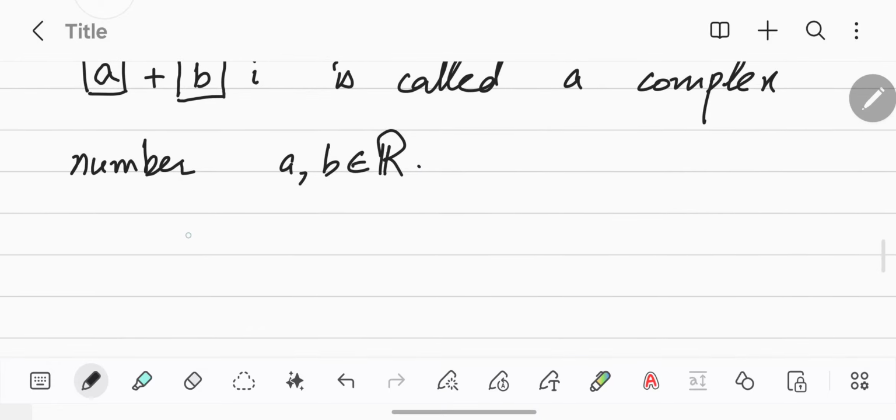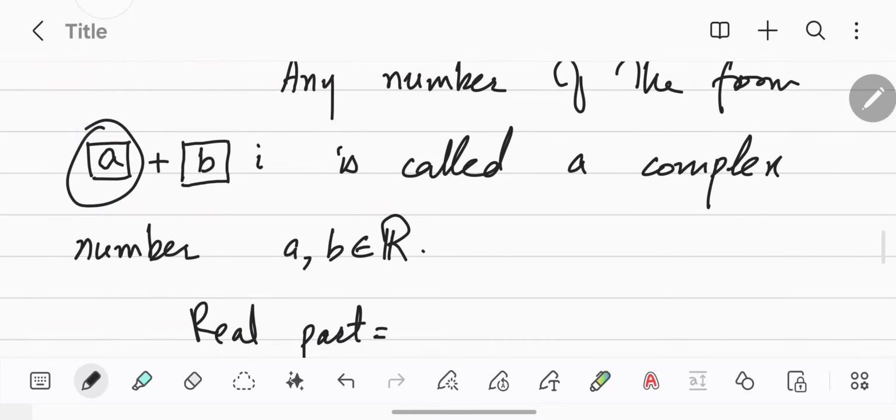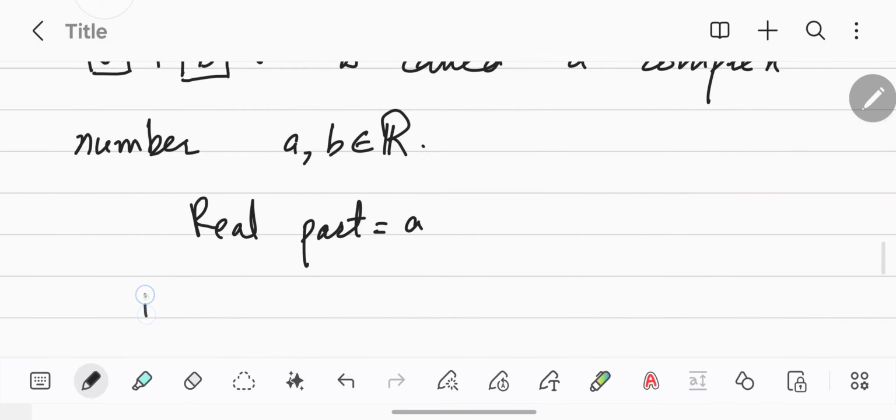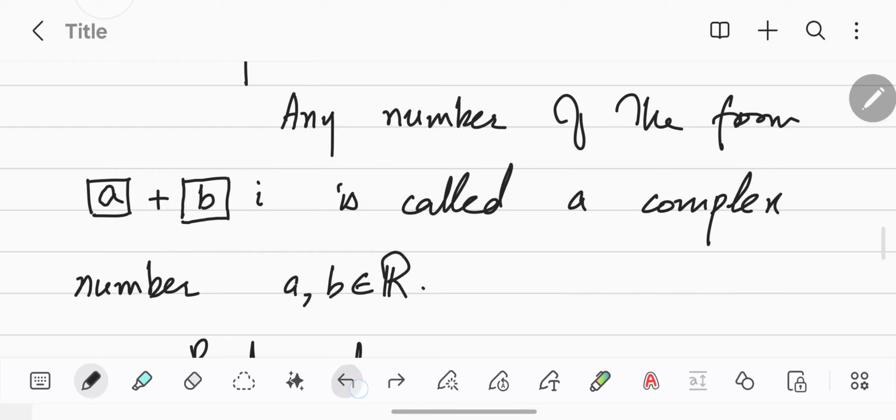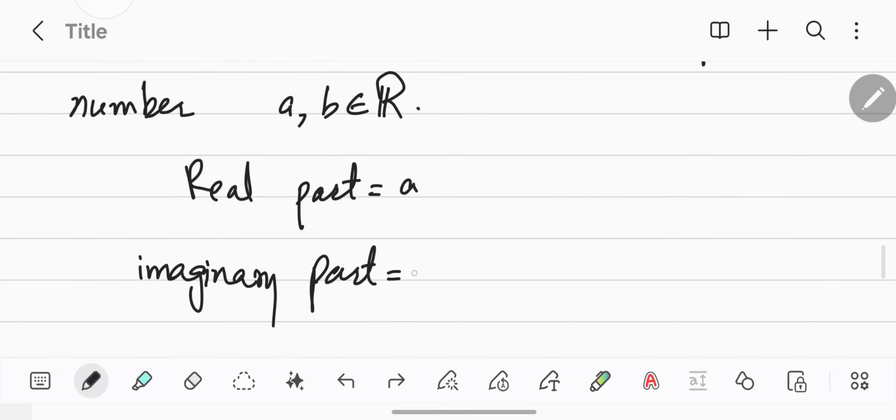Moreover, the real part of the complex number is this one, which is without iota, and the imaginary part, which is more interesting, is the number with iota, right? The coefficient of iota is called the imaginary part. So any complex number has two parts, the real part and the imaginary part.